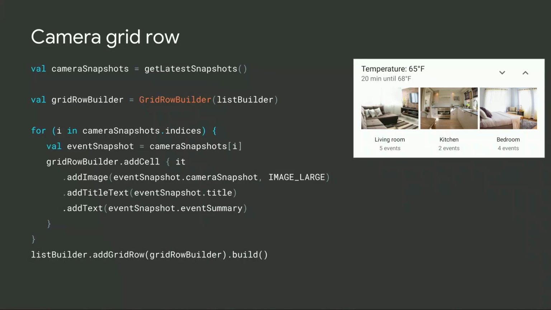So we'll do the second part now, the camera snapshots. Maybe we'll get our data for this. This is a grid row, so we'll define a grid row builder. And then for each of the data elements we're displaying in these cells, we'll add a cell to the grid builder. And the cell will take an image, title text, and text. And these are displayed in the order that you add them to the cell builder. So if you want to mix them up, they don't need to be image, text, text. It could be text, image, text. So again, it's flexible. Add that grid row to the list, and then you've built your slice.